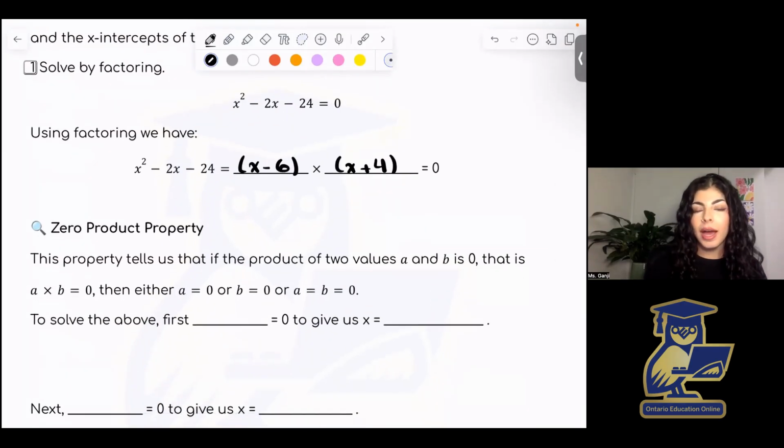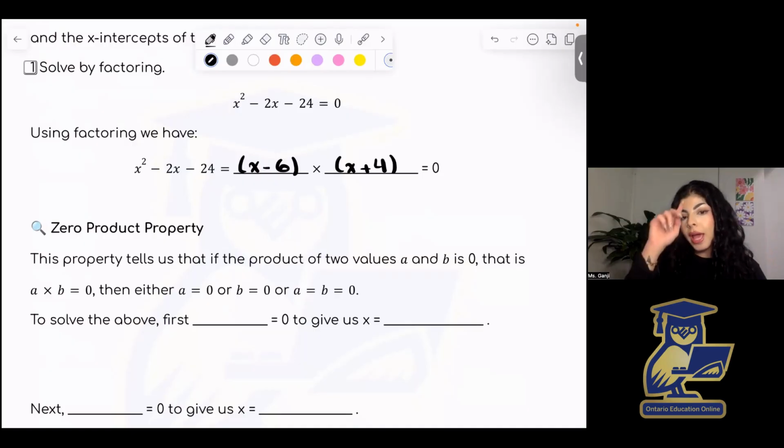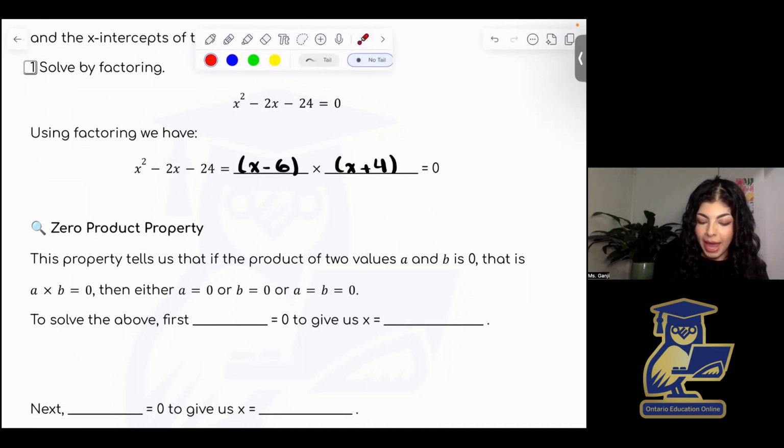Now, I used this in our previous lesson, but here's the official definition for it. We are using the zero product property. What this property tells us is that if we have two numbers, A and B, where their product is equal to 0, then either A is 0 or B is 0, because anything times 0 will give us 0. And the only way a multiplication can give us 0 is if you're multiplying by 0. Or we can have a third option where A and B are both 0, and 0 times 0 will still give us 0.